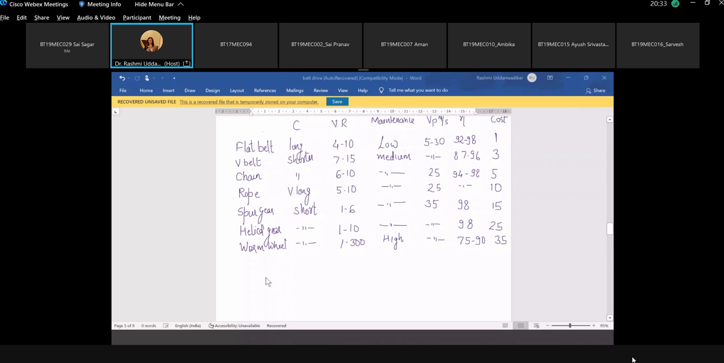Also, we were talking about why there's a limitation of velocity ratio, why there's a limitation of center distance. Since we have to design, we must know why we have the limitation. What happens if we go on increasing the value of delta? Sorry for this drawing. Pulley with diameter d1, angle of contact theta 1, pulley with diameter d2, angle of contact theta 2.